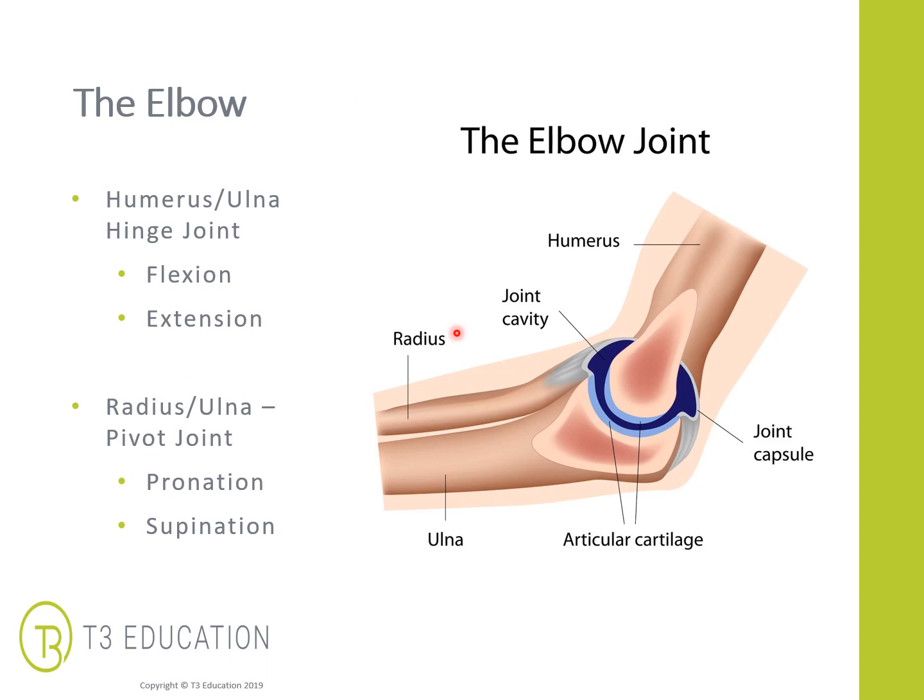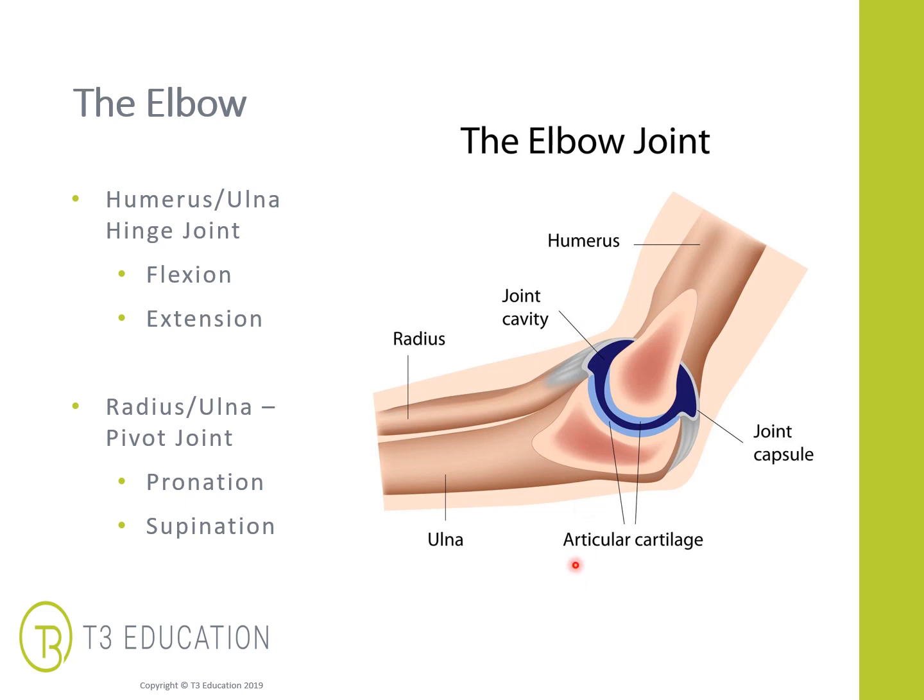The elbow joint, in particular, two joints. The first, the main joint, where the humerus meets the ulna, and this is a hinge joint, hence allowing that flexion and extension at the elbow. But remember, we can also pronate and supinate at the elbow when we pronate and supinate the forearm. And this happens at the radius ulna joint, which is a pivot joint.